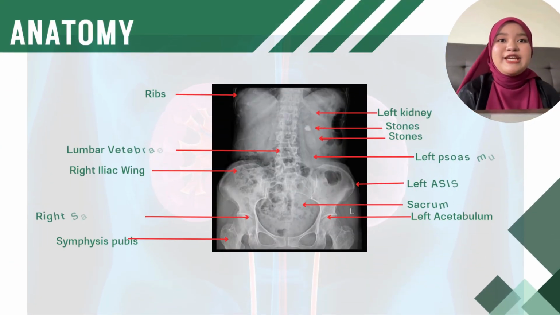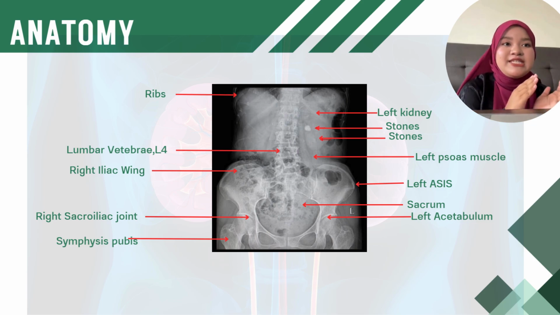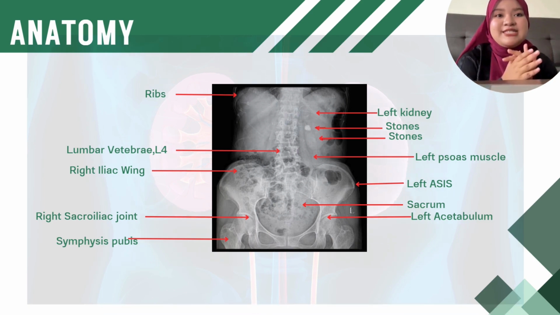So now we move to the anatomy. So we have the ribs, lumbar vertebra L4, right iliac bone, sacroiliac joint, right sacroiliac joint, symphysis pubis, left kidney stone, left psoas muscle, left ischium, sacrum, and left acetabulum.